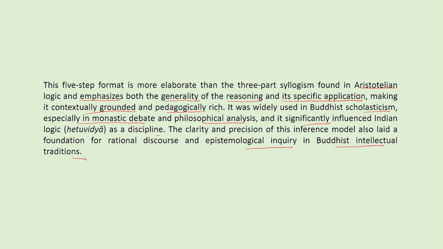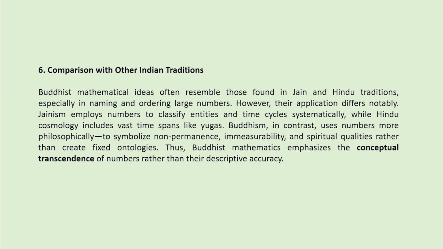intellectual tradition. Comparison with the other Indian traditions: Buddhist mathematical ideas often resemble those found in Jain and Hindu traditions, especially in naming and ordering large numbers. However, their application differs notably. Jainism employs numbers to classify entities and time cycles systematically, while Hindu cosmology includes vast time spans like yuga.